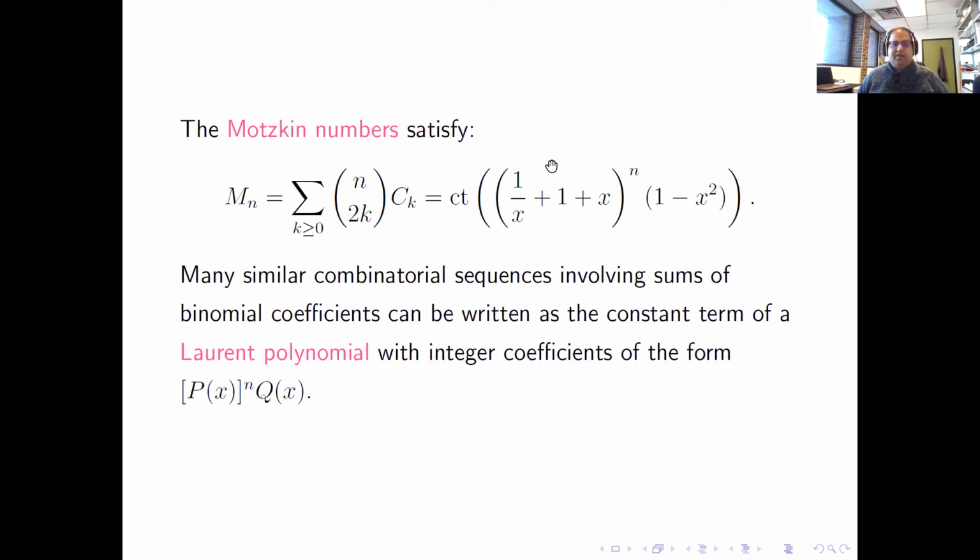And the other class of numbers that I'm going to study also has a similar expression as the constant term of some Laurent polynomial, and many combinatorial sequences that are defined as a sum of products of binomial coefficients have an expansion in this form, or they can be written as the constant term of some Laurent polynomial with integer coefficients of the form p to the n times some polynomial q. So this is the general type of expression that I can work with.